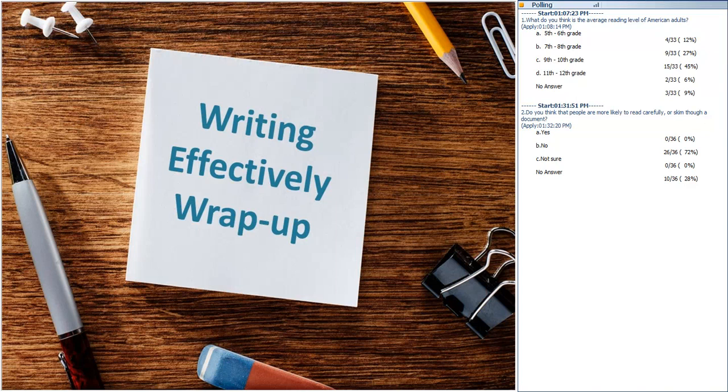Okay, now to wrap things up, I'd like to go back to where we began. When you write anything at work, keep these 2 questions in mind. Who is my audience and what is my purpose? Now, focusing on your audience and your purpose is the first step in writing effectively.